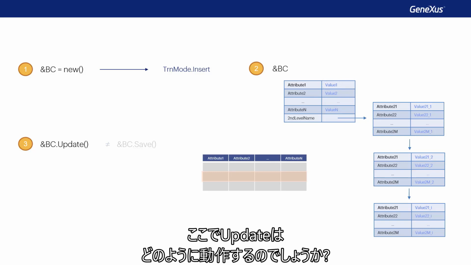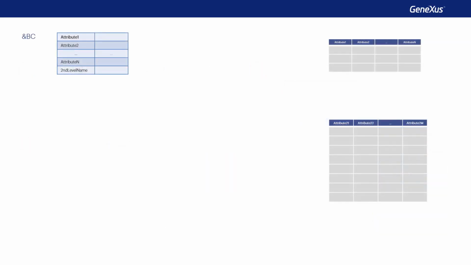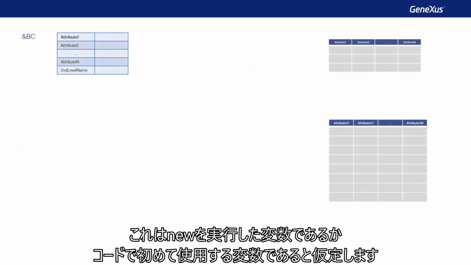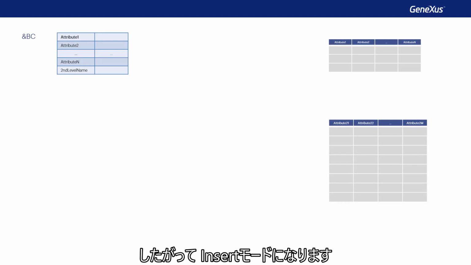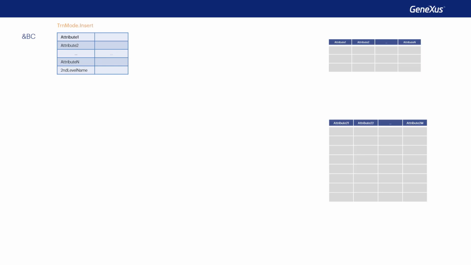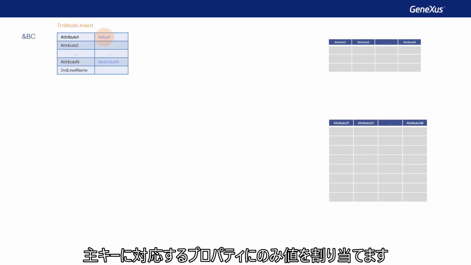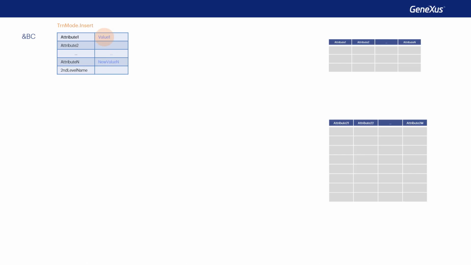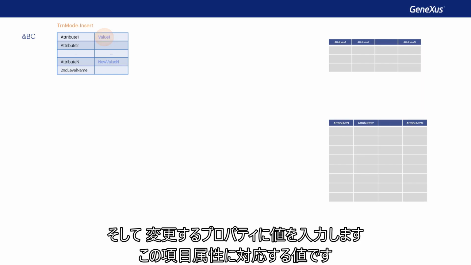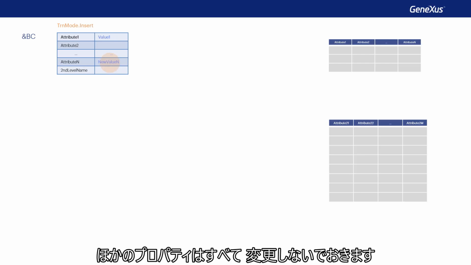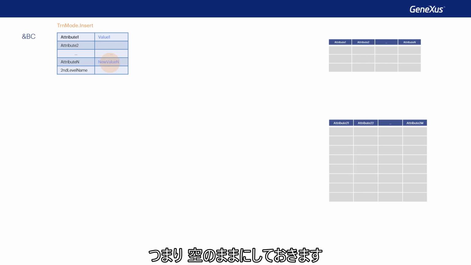How does the update work here? Let's suppose that this is the variable on which we did a new, or that we use for the first time in the code, so it'll be in insert mode. Then we only assign a value to the property that corresponds to the primary key, in order to identify the database record that will correspond to the header. And we give a value to the property that we want to modify, the one that corresponds to this attribute. All the other properties are left unchanged. That is to say, they remain empty.